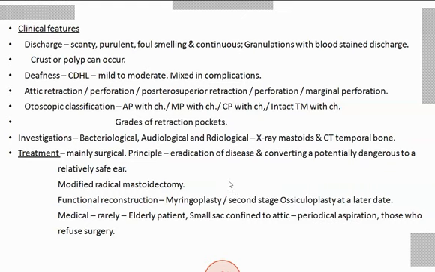Very rarely, medical treatment can be given. In a very small retraction pocket or sac, the patient is kept for periodic checkup and we do an aspiration.